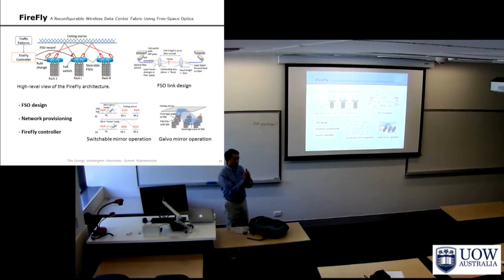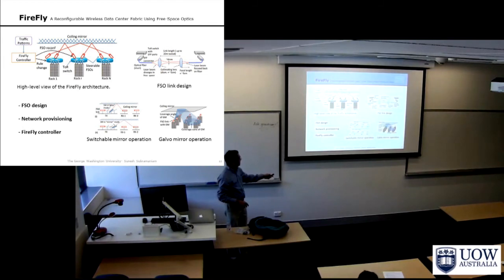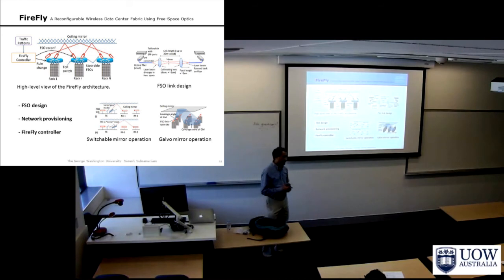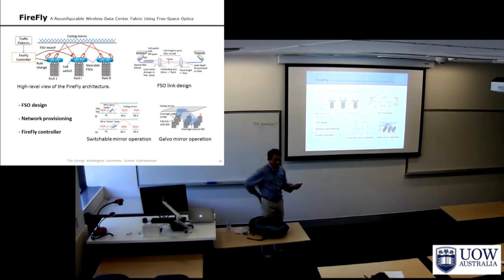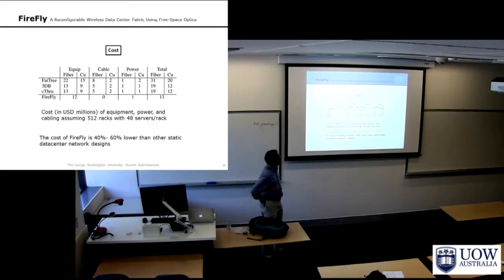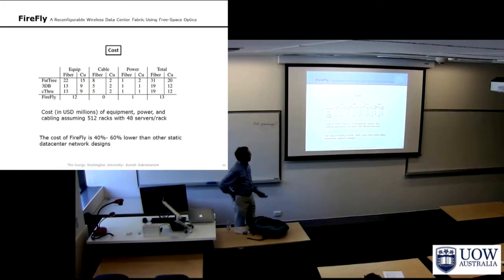You have a steerable transceiver on top of the rack, and then the mirrors are also steerable at the top here. They showed two kinds of mirror designs: a switchable mirror operation that looks like this, and something called a scalable mirror. Anyway, they showed two different existing technologies for doing these mirrors, right? And they actually implemented a small prototype of this network and showed that it works. And they did some cost studies and showed that their architecture is really good in saving cable complexity and cost.